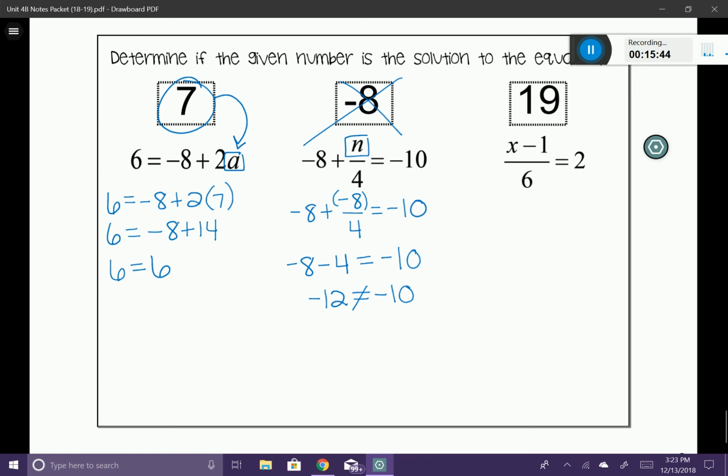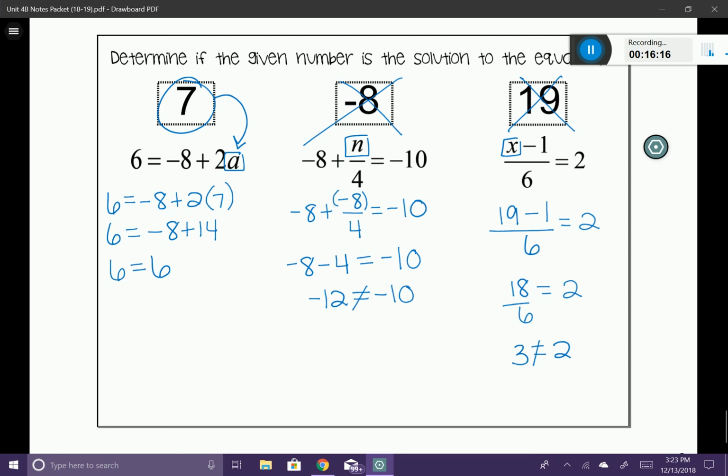And the last one. Let's put 19 in for our variable. So we have 19 minus 1 divided by 6 is equal to 2. So let's solve it. I'm going to do the top. 19 minus 1 is 18. So we have 18 divided by 6 is equal to 2. And if I divide 18 by 6, it's actually going to give me 3. So 3 is obviously not going to be equal to 2. So 19 is not going to be the solution to this equation.